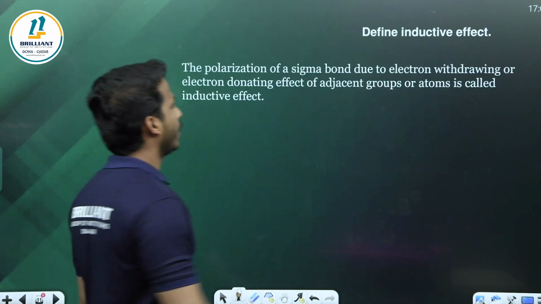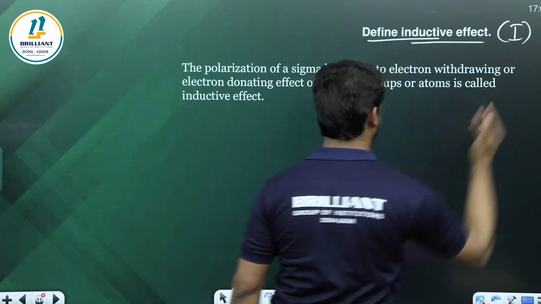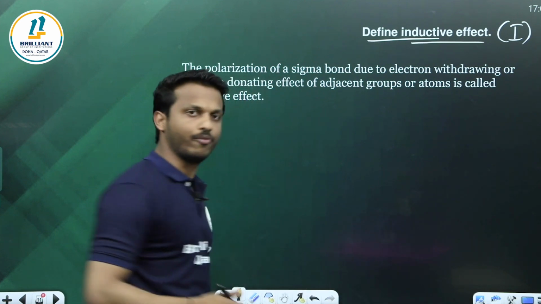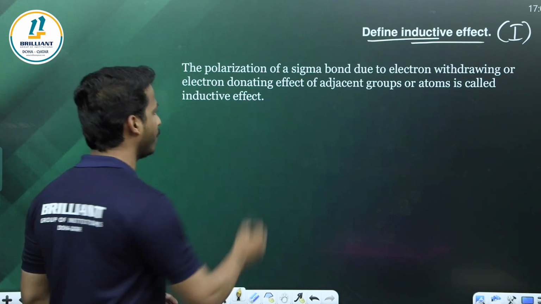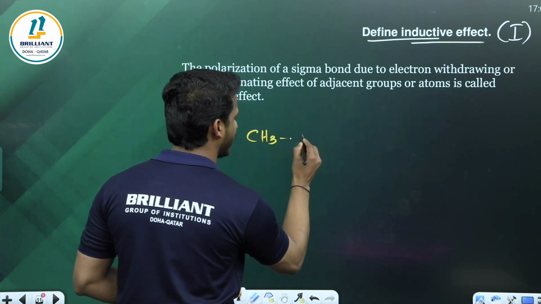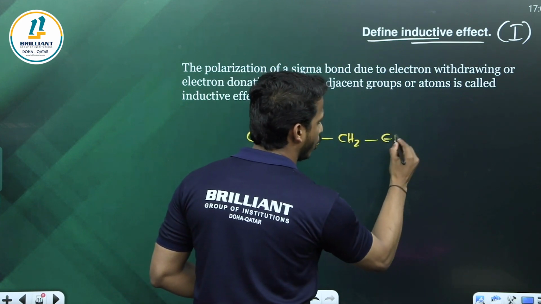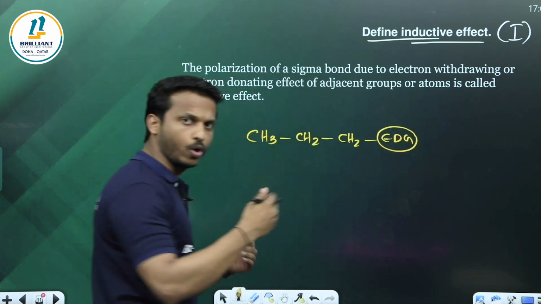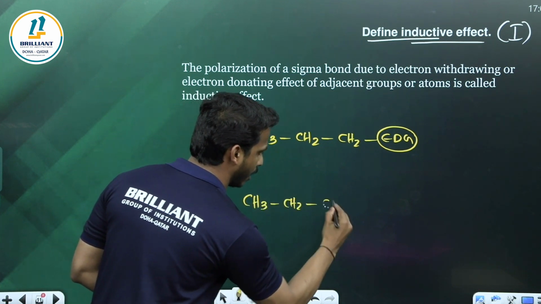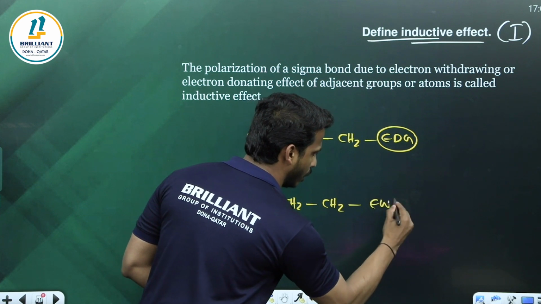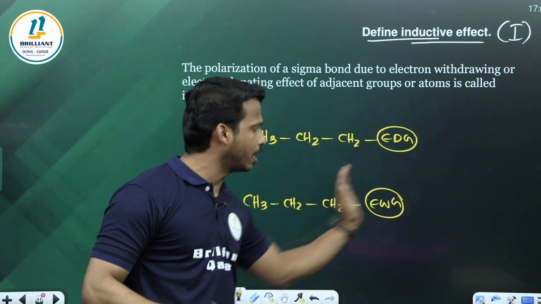Let's go to the next one. Define inductive effect, or you may study what is meant by the I effect. Define inductive effect. You may study that one, right? Anyway, let's discuss. It's a sure question for your exam. Let me consider a carbon chain, a saturated carbon chain, with an electron donating group. Another saturated carbon chain like an alkane, let me take it with an EWG. What is EWG? Electron withdrawing group. This is an electron donating group. This is an electron withdrawing group.